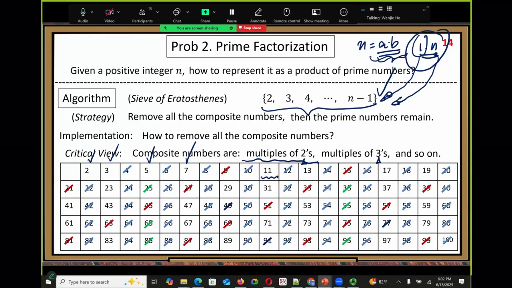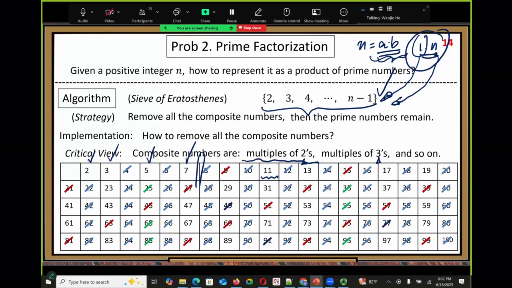Based on our original algorithm design, we should do that. But actually, we do not need to do that. We can stop after 7, because it's enough. The remaining numbers are all prime numbers, because you cannot find composite numbers in the remaining part of the table.